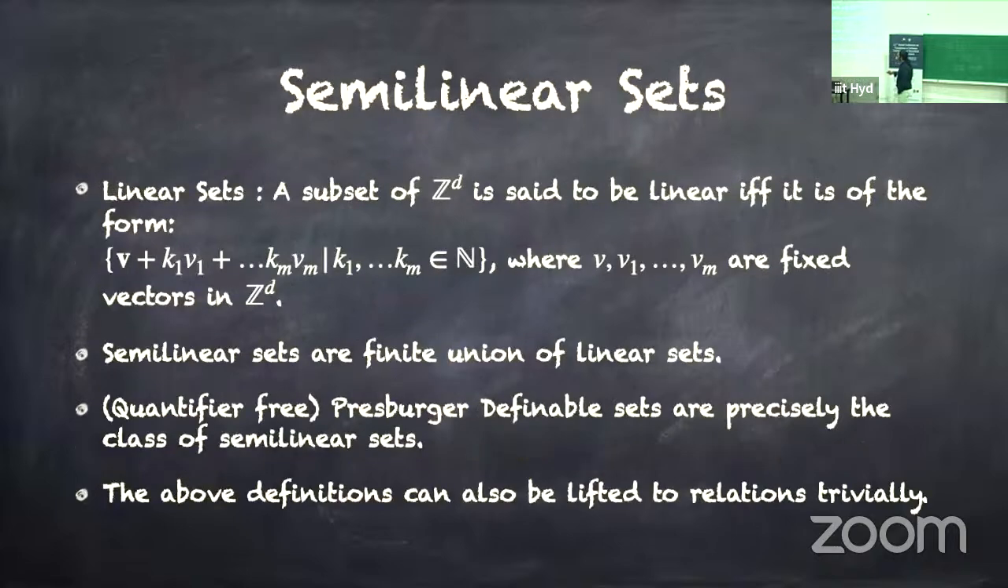So semilinear sets. So what are linear sets? A linear set is a subset of Z^d, where Z is the set of integers, and it's said to be linear if and only if it can be represented in the following form: there is v plus all the linear combinations of v1 to vm, where v1 to vm are fixed vectors which are given to you. And notice that this strictly generalizes the arithmetic progression, because if m is equal to 1, you get an AP. Right? And semilinear sets are nothing but finite unions of linear sets.